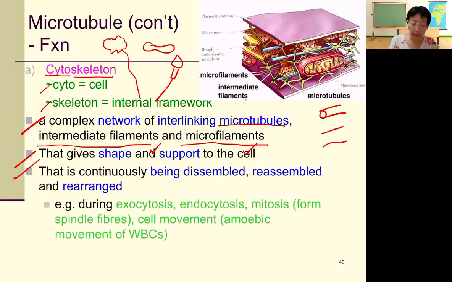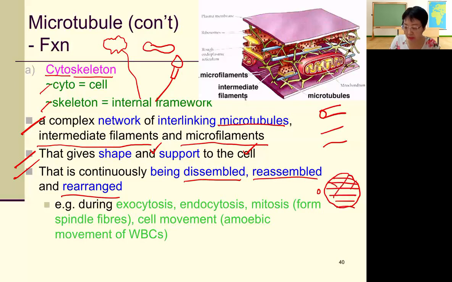And these cytoskeletons are continuously being disassembled, reassembled, and rearranged. The reason is that if a cell needs to consistently change shape, then the cytoskeleton will also have to be consistently assembled and disassembled. Say for example, this is your white blood cell that phagocytoses, and suddenly this bacteria is here. Your white blood cell wants to engulf the bacteria, right? So originally it already has the microtubules here, say, as an interlinked network.